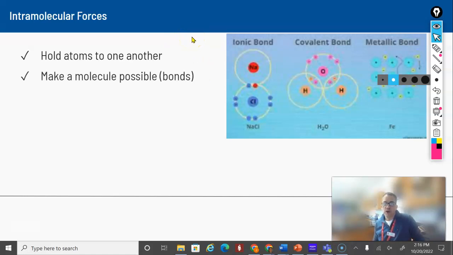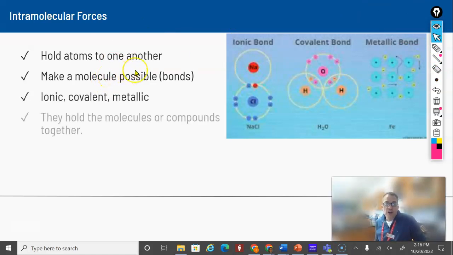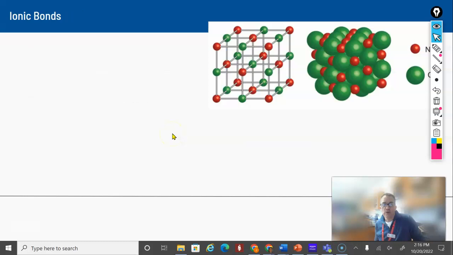If you look at the pictures on the right, these are some of the examples that we would have with that. We got three types: ionic, covalent, metallic, which I'll go into more detail here in just a minute. What they're going to be doing is holding an atom together. You can see it in an ionic bond. This is what makes Na and Cl turn into sodium chloride. So we're talking about the intramolecular force that holds the sodium to the chlorine to make the sodium chloride compound and the sodium chloride molecule.